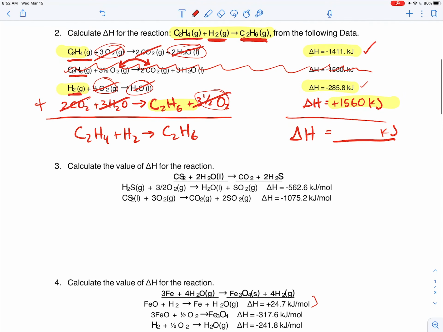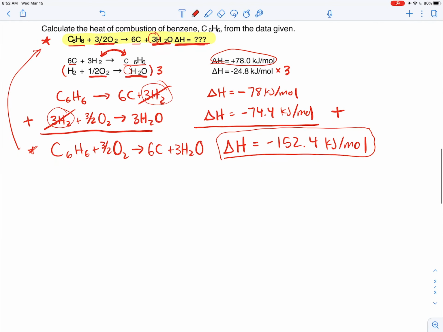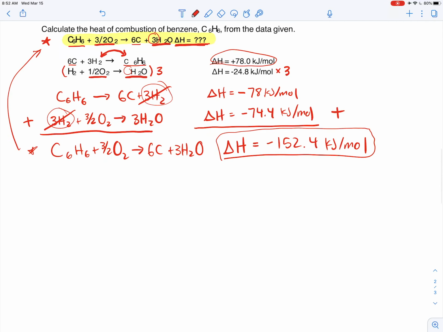All right, so that's how we do Hess's law problems. Just to recap, you can do a few things, right? You can flip an equation around to get the reactants and products on the correct side, or you can multiply by a number to get the correct number of products or reactants.